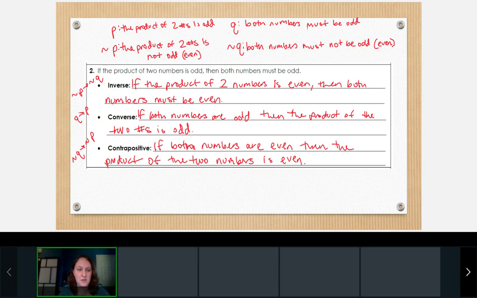Yeah, no problem. Okay, so your converse says if both numbers are odd, then the product of the two numbers is odd. And I was trying to write fast, so I used a little abbreviation. Hopefully you didn't, but that's okay if you did. And your contrapositive says if both numbers are even, then the product of the two numbers is even. Or maybe it says if both numbers are not odd, then the product of the two numbers is not odd. And that would be okay too. Yeah, it's a lot of writing.